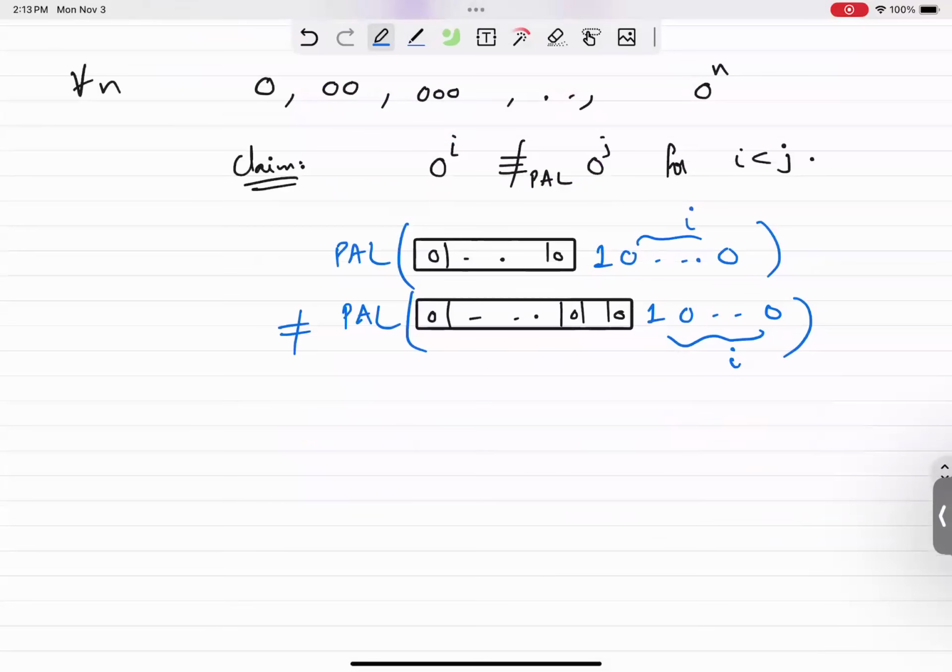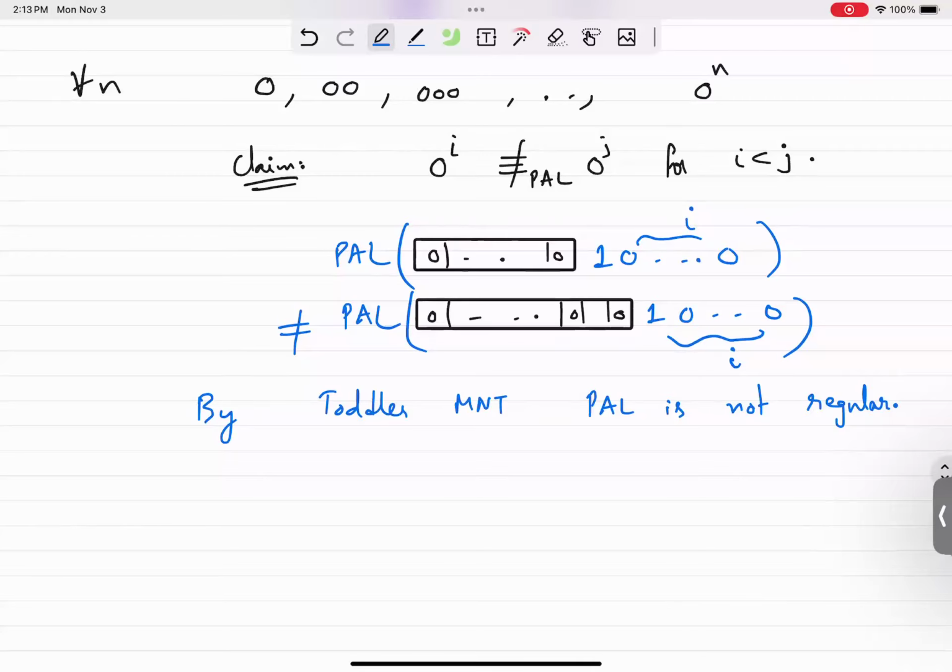So by Toddler MNT, palindrome is not regular. Okay. So if you're using the pumping lemma to prove a language is not regular, you need to come up with the right challenge string. If you're using MNT, then you have to come up with the right collection of strings. Depending on the problem, one could be better than the other.